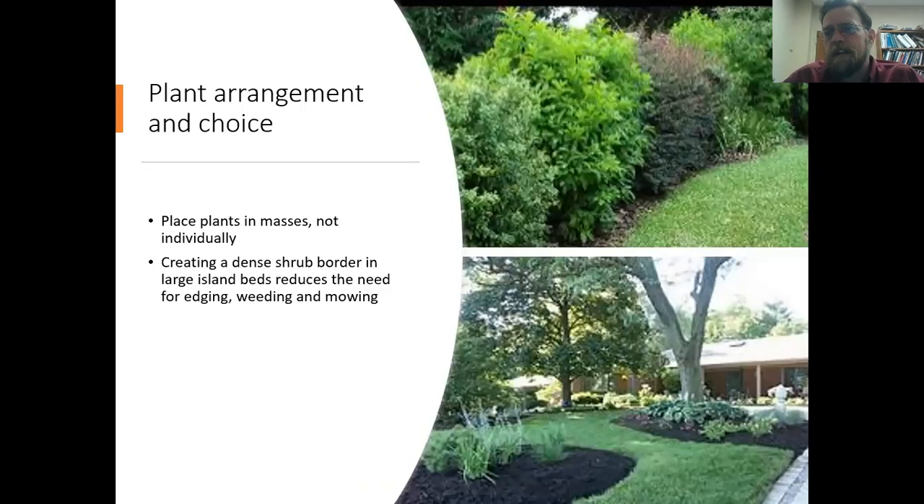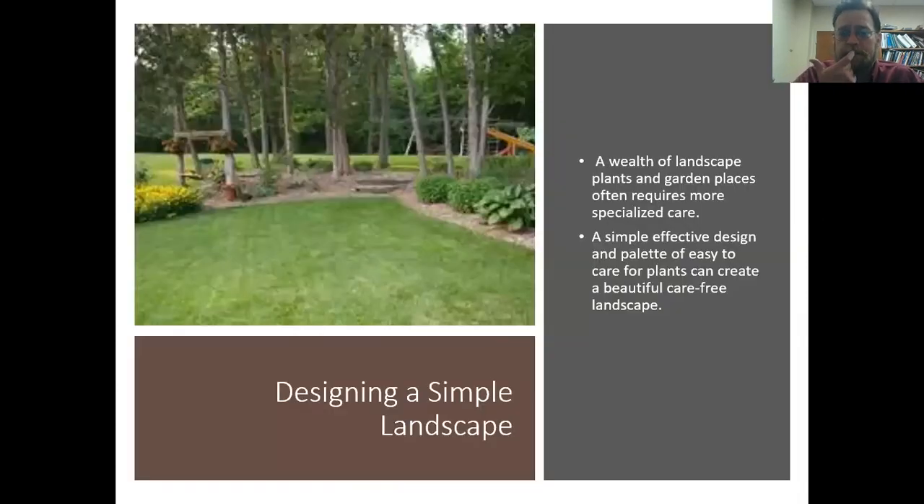Ideally, when you put plants out in the landscape, it's good to put them in masses rather than individually. Creating shrub borders or large islands tends to reduce the need for the work that needs to go into it. So you're going to have less mowing, less weeding, less edging as a result of that. It's going to make it a lot easier to work out there in the landscape.